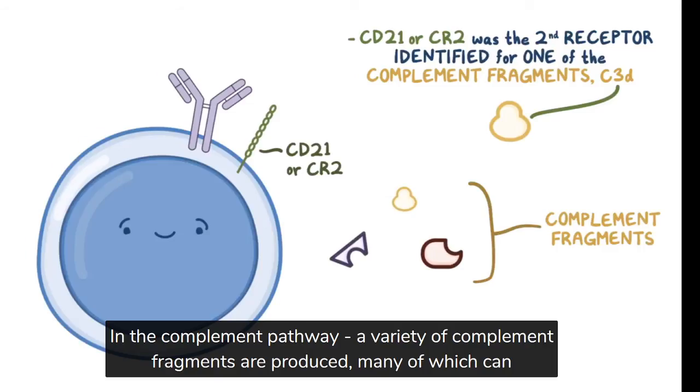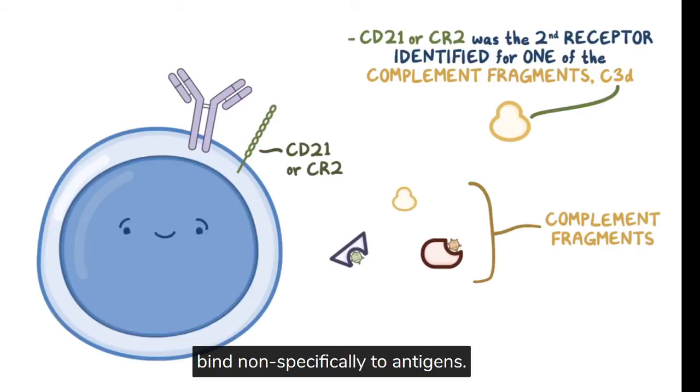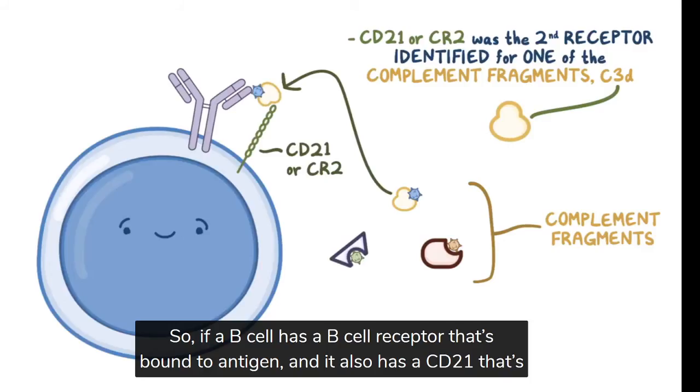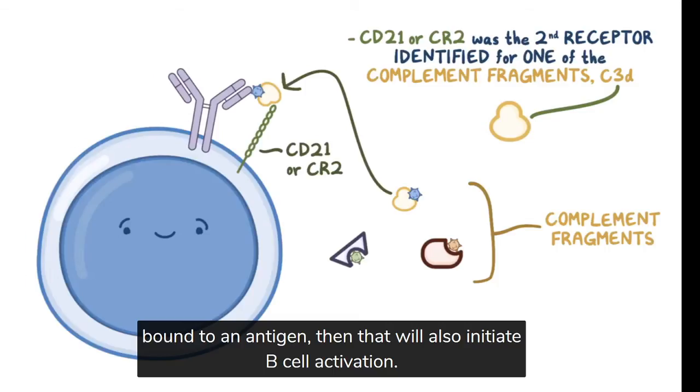many of which can bind non-specifically to antigens. C3d can bind to an antigen and can then be bound by CD21 on a B cell. So if a B cell has a B cell receptor that's bound to an antigen, and it also has a CD21 that's bound to an antigen, then that will also initiate B cell activation.